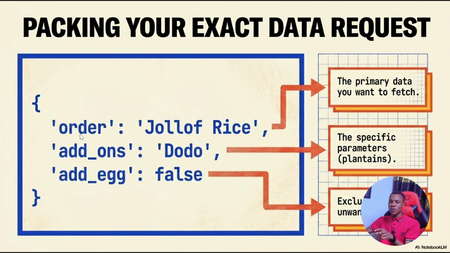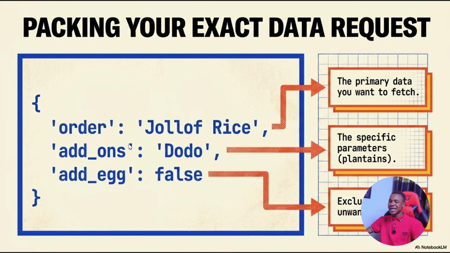So if we put, let's say, order: jollof rice, and we put it in our quotes like this, it should be able to say, okay, this one here is the primary data you want to fetch, what you are putting in this particular quote, and then the specific parameter is plantains. Is that okay? Dodo and all of these things. So when we used to copy that JSON, you used to see so many things, and part of the things is add-ons. Is that okay? We have add-ons like egg and all of these things.